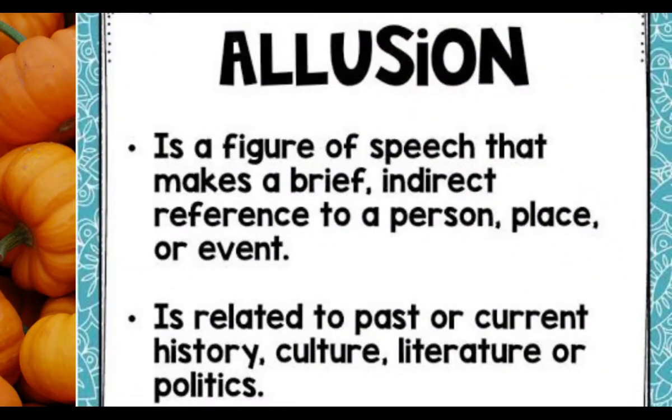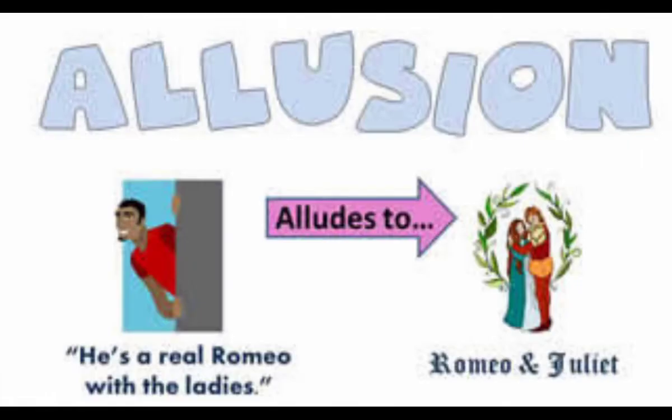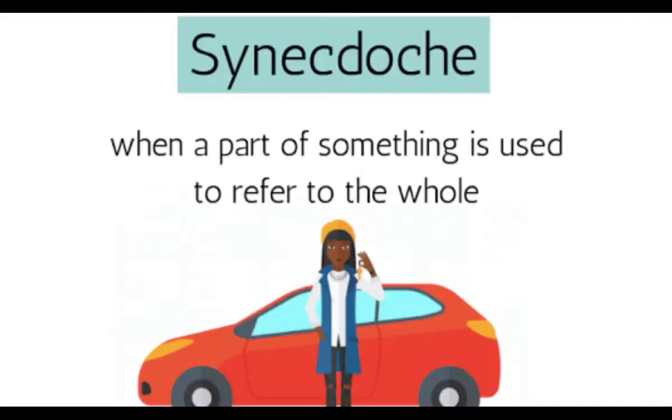Allusion is a figure of speech that makes a brief or indirect reference to a person, a place, or event. It is related to past or current history, culture, literature, politics, Greek or Roman mythology, or the Bible. Example is a real Romeo with the ladies. It alludes to the story of Romeo and Juliet. Tolu is the prodigal son of his family. It alludes to the parable of the prodigal son in the Bible.